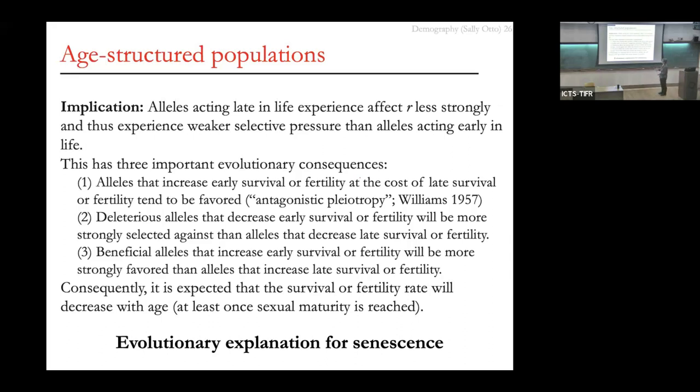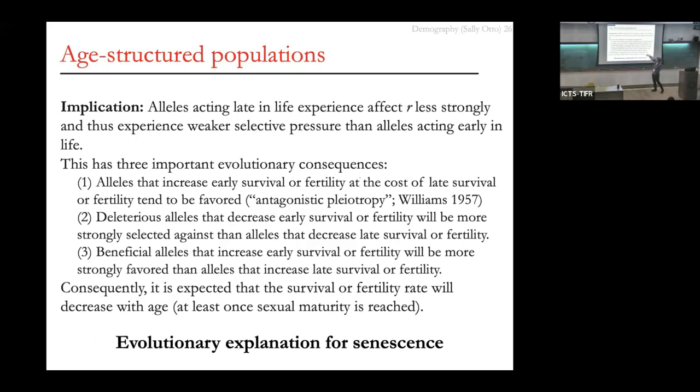Two variants of this: even if there's non-antagonistic pleiotropy and mutations are just deleterious, if they're deleterious and they act when you're young, they're going to experience really strong selection. If they're deleterious and they act when you're old, very weak selection, just because it's hard to get to that age. Vice versa for beneficial mutations. Beneficial mutations that affect early life traits, vital rates, are going to witness the strongest selection. So you'll see rapid adaptation, faster adaptation for early life traits.